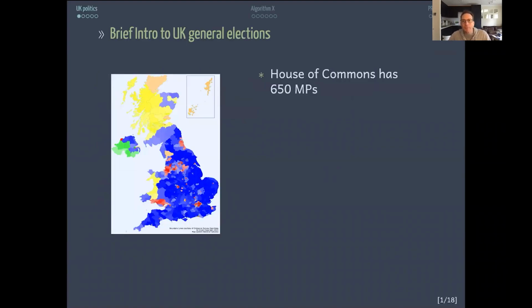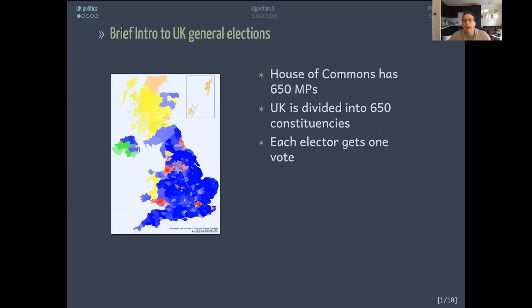So basically, the main legislative body of the UK is the House of Commons, and it's got 650 MPs, or members of Parliament. And the way that these 650 MPs are chosen is that the UK is divided into 650 what are called constituencies. They try and make them as equal population size as possible. Geographically, some of them could be a bit bigger or smaller, but they try and have the same population in each one. And at every general election, each elector gets one vote.